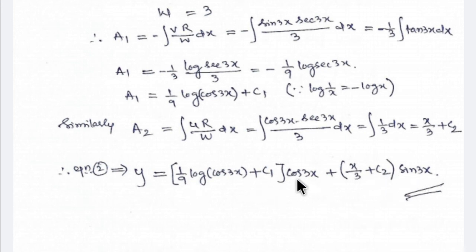You can write the complementary function and the particular integral, obtained by the method of variation of parameters, separately. The complementary function is c1 cos 3x plus c2 sin 3x. The remaining part, 1 by 9 log cos 3x into cos 3x plus x by 3 into sin 3x, is the particular integral.